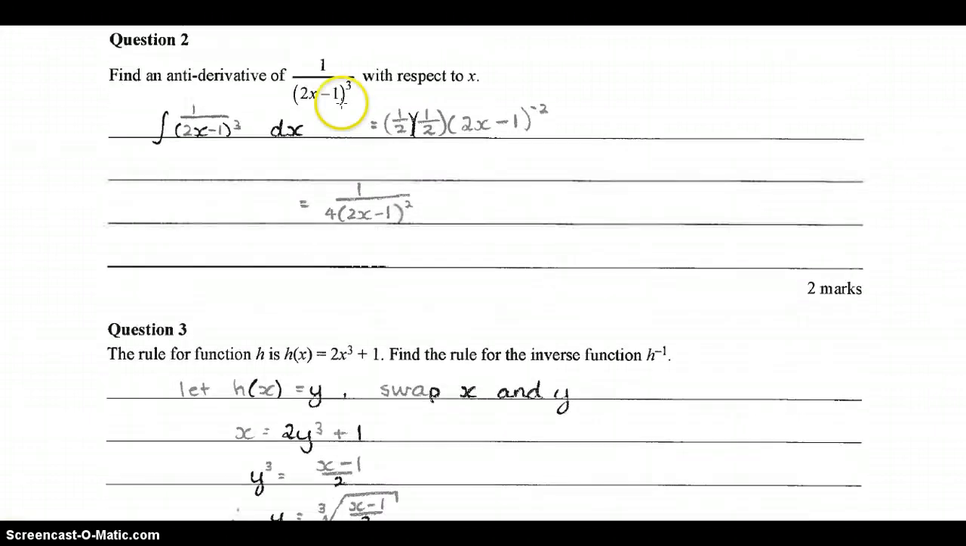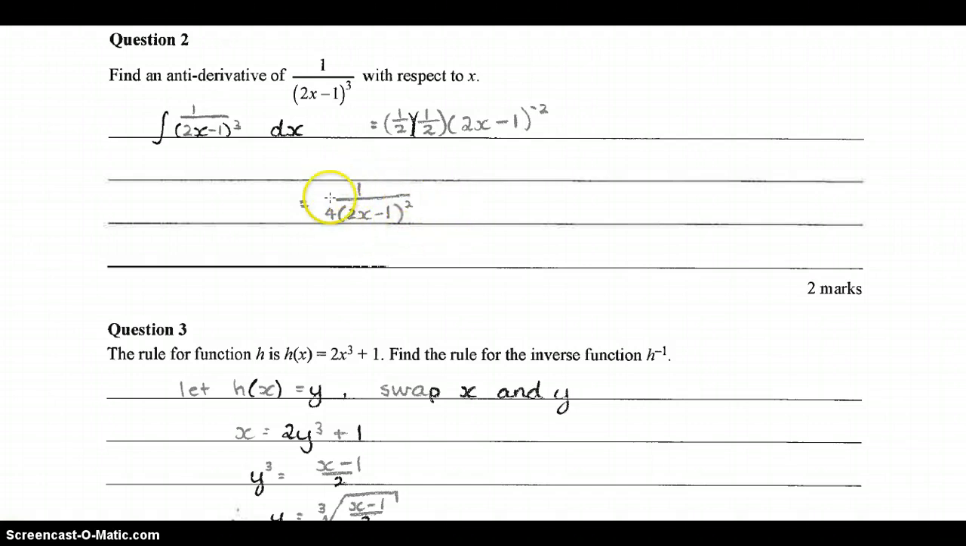Question 2, find an antiderivative. This question was done really badly. Might have been easier to write it as 2x minus 1 to the negative 3. Negative 3 will go up to negative 2, so we need to take out a negative 1 on 2 out the front, which you'll see here's my first mistake. And then 2x, we need another half out the front to allow for that. So one of these halves should have been a negative half, so it should have been negative 1 on 4, 2x minus 1 squared.